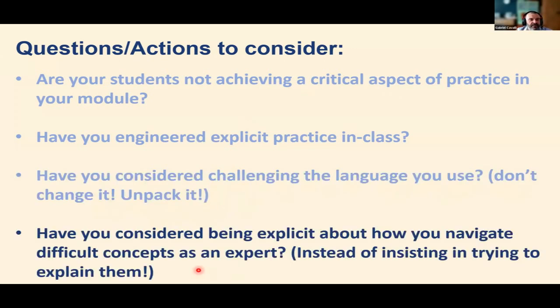And have you finally considered being explicit about how you navigate difficult concepts as an expert? In STEM, we tend to focus very much on teaching the concepts and not teaching the ways of thinking about the concepts. And I've got plenty of examples, but I don't want to go on and on about it. We can discuss them later. So instead of insisting on trying to explain the concepts, have you explained how you think about the concepts, that is, in a way that is helpful to you? Because that might be a lot more helpful for your students than insisting on teaching the actual concepts themselves.